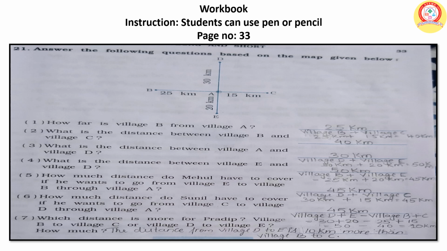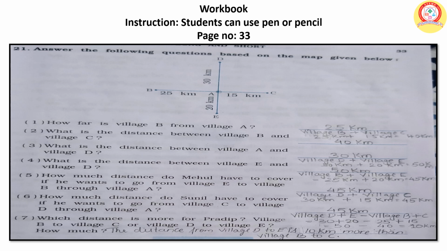What is the distance between village B and village C? So distance between village B to A is 25 kilometer. Correct children? And what is the distance between village A to C? That is 15 kilometer. Then we will add this, we will get the distance. So 25 kilometer plus 15 kilometer, that is 40 kilometer. So 40 kilometer is the distance between village B and village C. Okay children. Now let's move to third question.